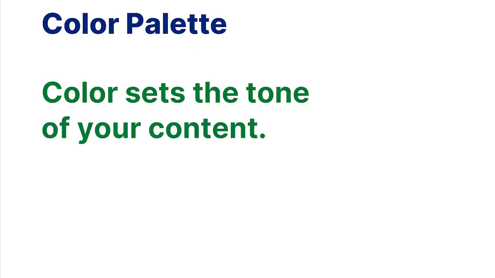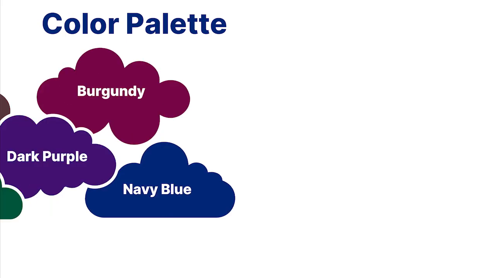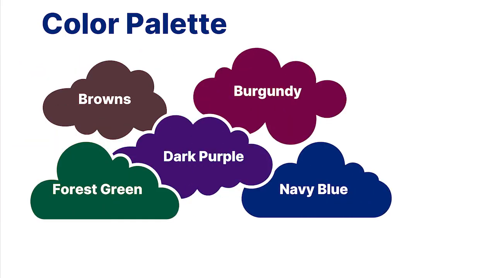For a designer, color carries meaning, and color sets the tone of your content. When there are no photos or illustrations in your content, color can play a vital supporting role in your content's narrative. Using accessible colors was a challenge at the start of my accessibility journey. My early color palettes were dominated by dark shades like navy blue, burgundy, dark purple, forest green, and browns, like constant clouds hanging over my designs.